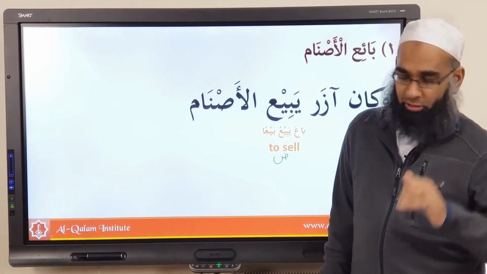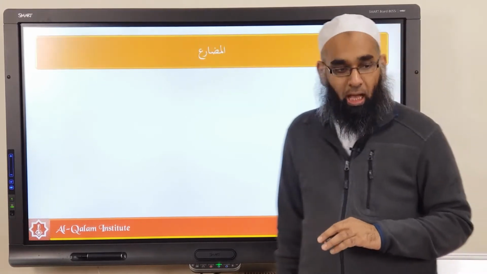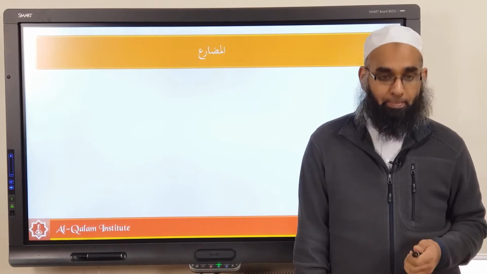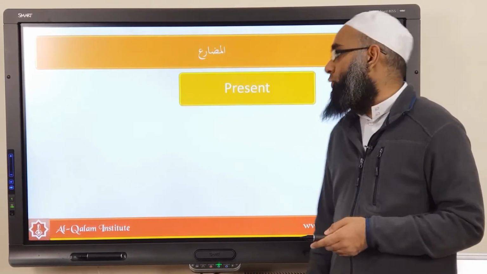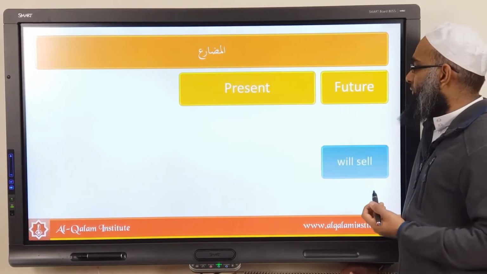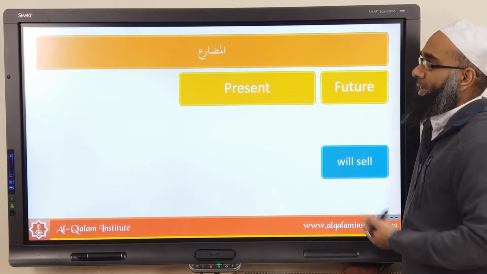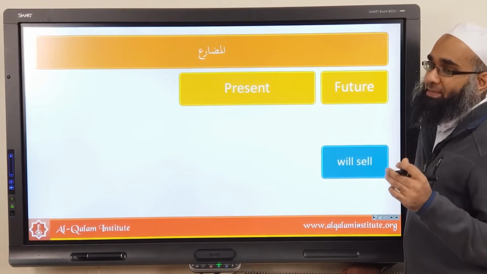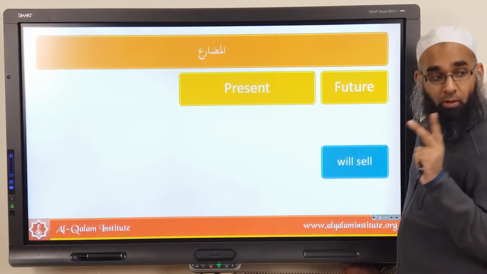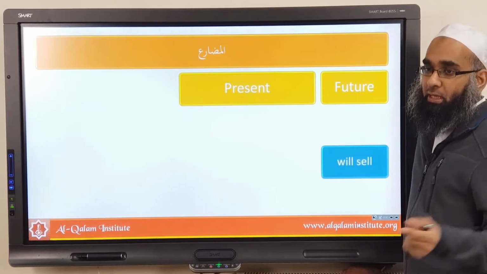And we need to get one structure understood. Al-mudhari'. What tense is al-mudhari'? Present or future. The future is an easy one because how do you translate future, for example? Will sell. Present tense can be two present tenses. Remember, we did a bit of this. Present habitual or present continuous.